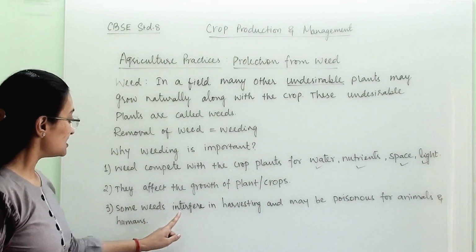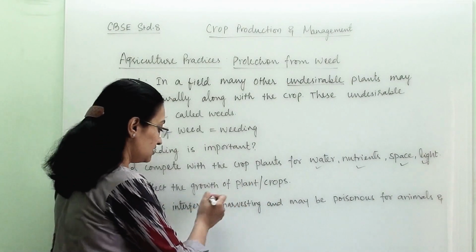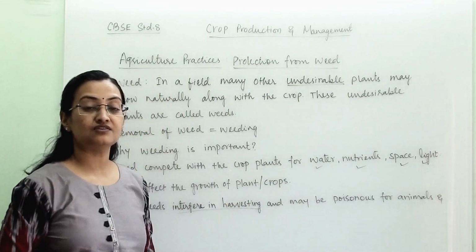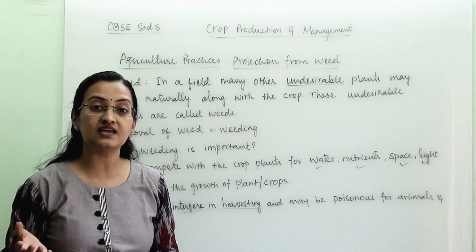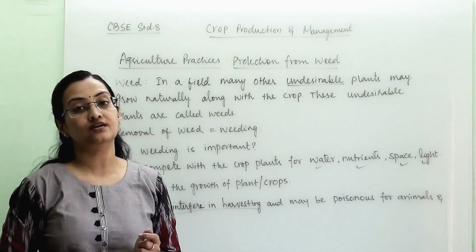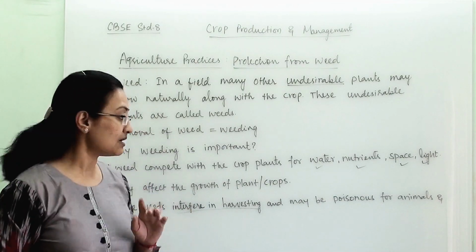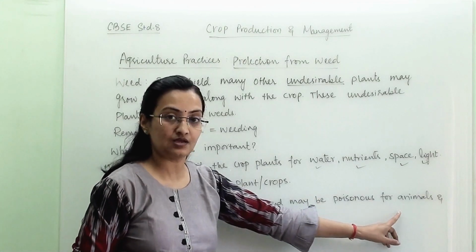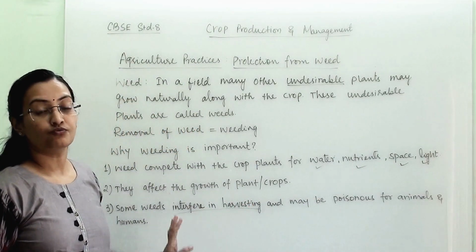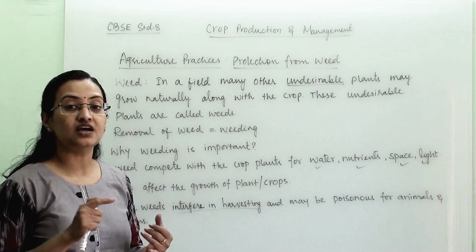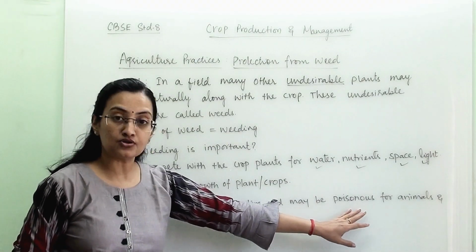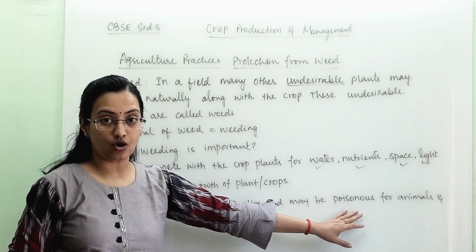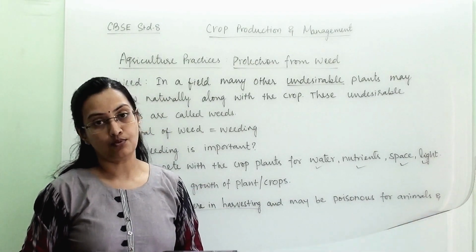Some weeds interfere in harvesting. Now what is the meaning of interfering? While harvesting the crop, by mistake we take this weed also along with our crop. And this weed sometimes will be poisonous for animals or for humans. So weeding is very important for the healthy growth of our crop. And to avoid mixing poisonous plants into our crop, weeding is very important.